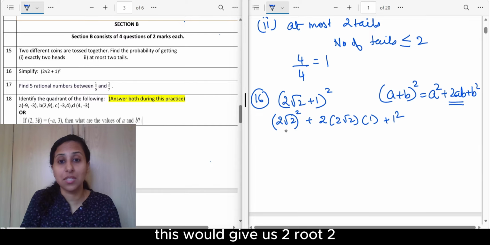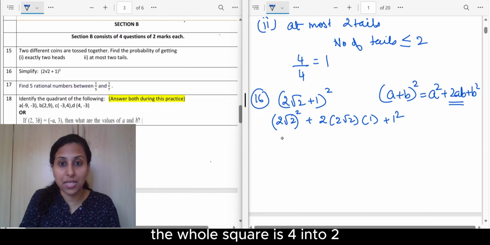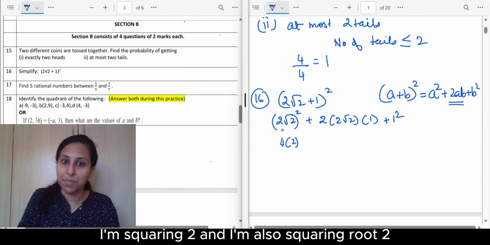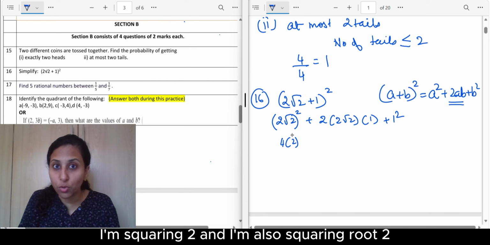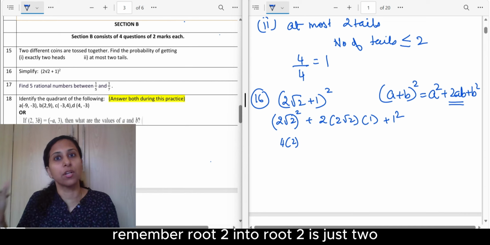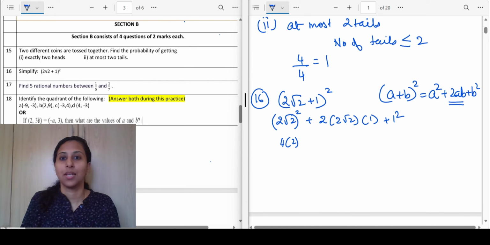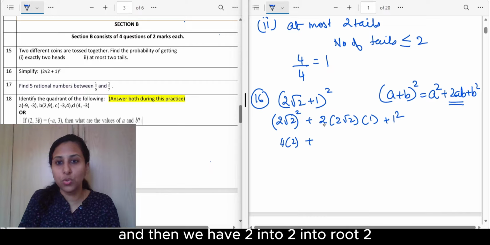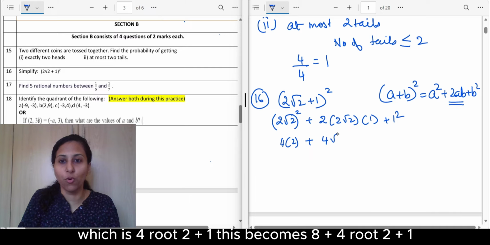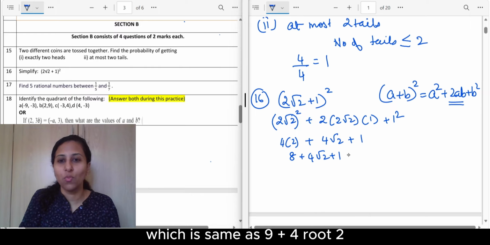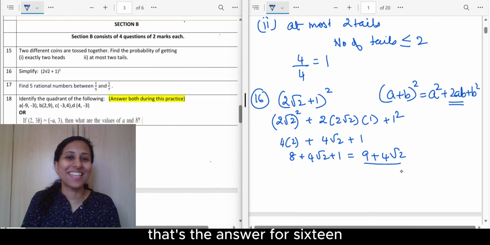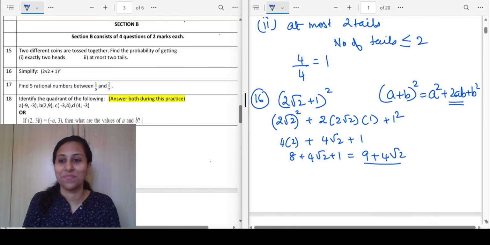This would give us (2 root 2) whole square, which is 4 into 2. I'm squaring 2 and I'm also squaring root 2. Remember, root 2 into root 2 is just 2. And then we have 2 into root 2, which is 4 root 2, plus 1. This becomes 8 plus 4 root 2 plus 1, which is the same as 9 plus 4 root 2. That's the answer for 16.